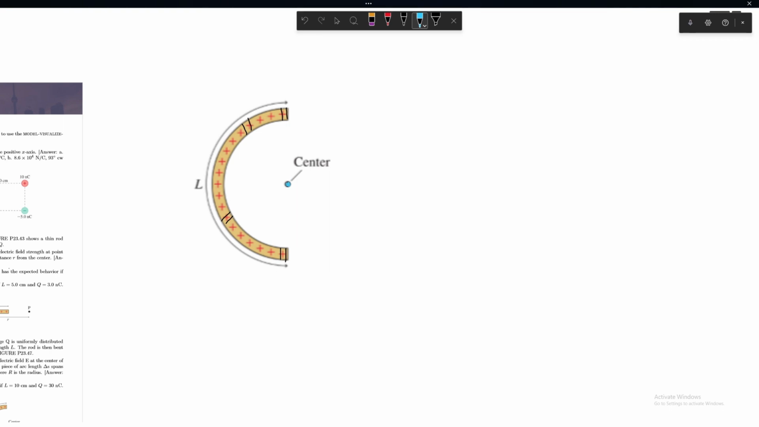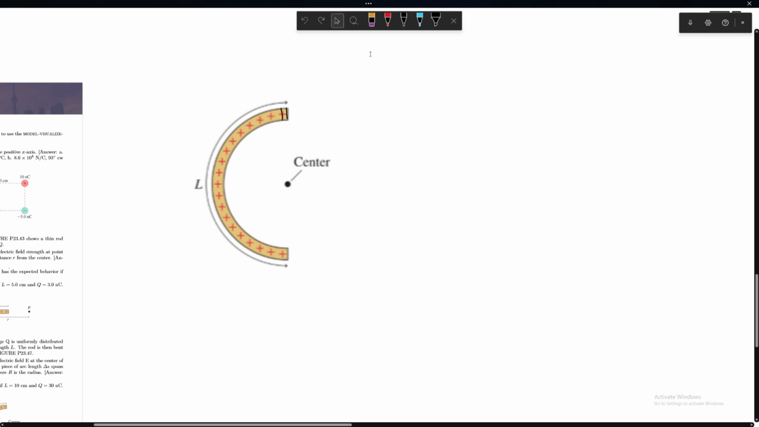And the center where I'm trying to measure my electric field is right here. And so this piece will push it down, but the bottom piece will push it up. This piece will push it at this angle, and this piece will push it at that angle. Now, this piece will go straight up like this, and this piece will go straight down like this. And so you see that my y-axes all cancel out.